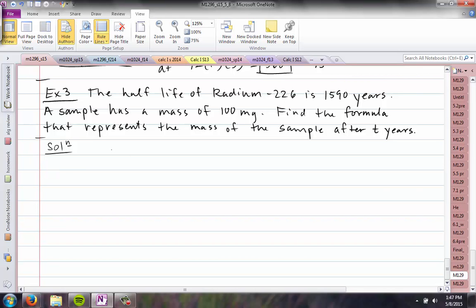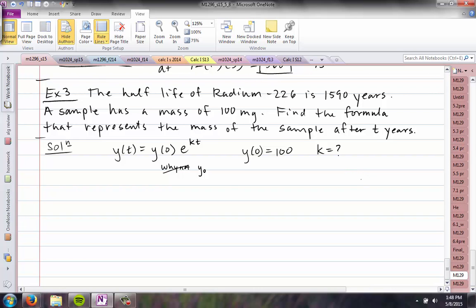So one thing we need to remember is that for half-life, when we're trying to have a model that represents the mass after so many years, the general form is y of t is equal to y of 0, not y naught, but y of 0, e to the kt. So we're just going to write this a little bit more specifically. It's implied that the initial amount, or y of 0, is 100. So that's easy. The thing that we need to figure out is k.